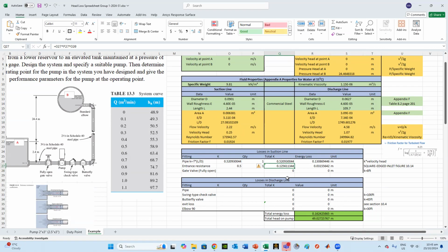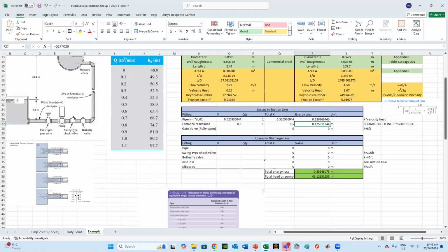Sorry, I did the wrong thing. It's 0.5 and that one, so that is the correct one. So that is the value. I was just doing it here, but it's already set up here in the energy. The total, which is one quantity times 0.5, would be 0.5, times the velocity head 0.25, and then we give you 0.125 for the entrance resistance.